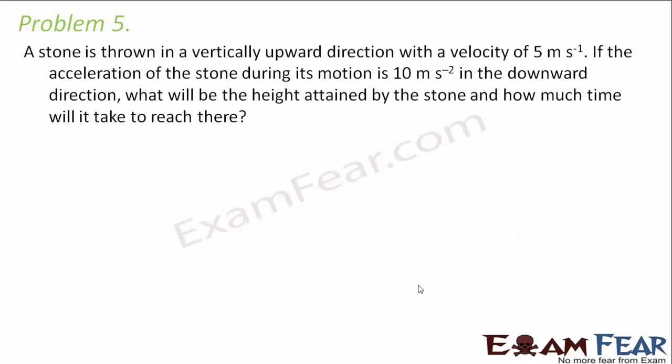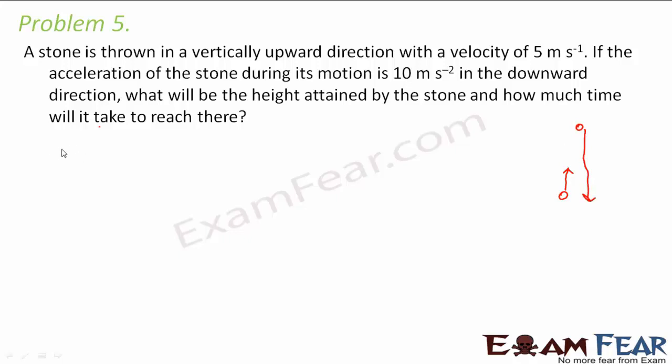Let's look at the next problem. A stone is thrown in a vertically upward direction with a velocity of 5 meters per second. It says that if the acceleration of the stone during its motion is 10 meters per second square in the downward direction, what will be the height attained by the stone and how much time will it take to reach there? In this case, what's happening? There is a stone which is thrown upward. First when the stone is thrown upward, it reaches a maximum height and then falls back towards the ground.